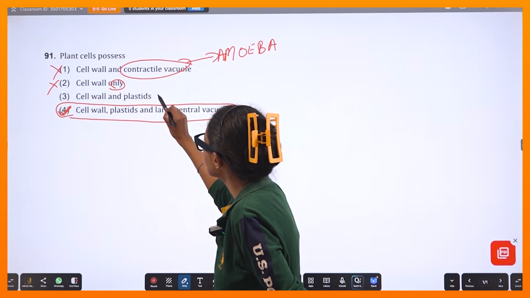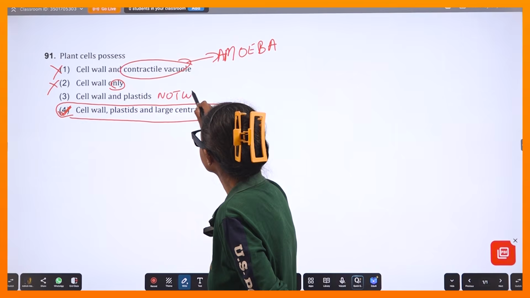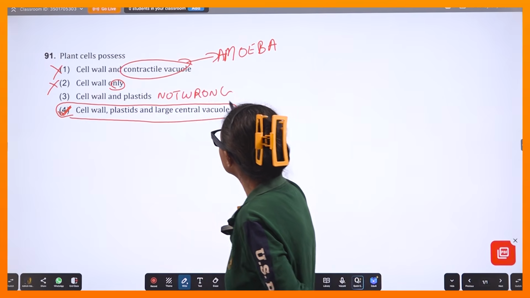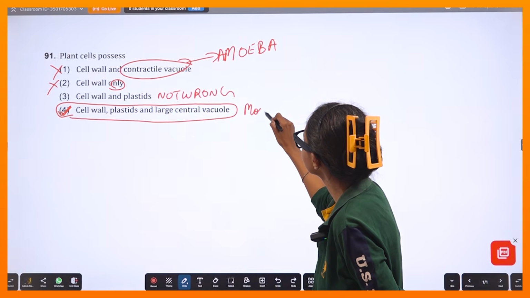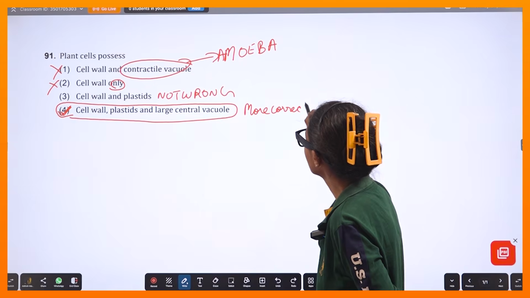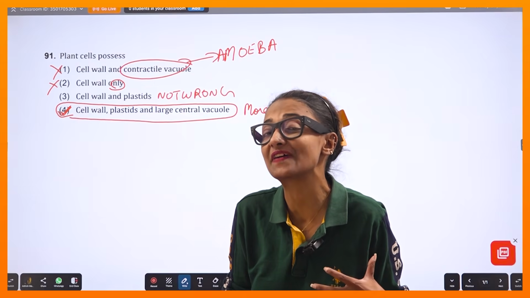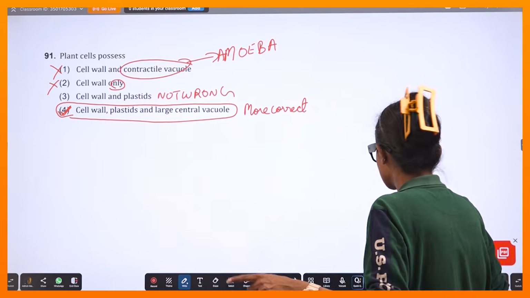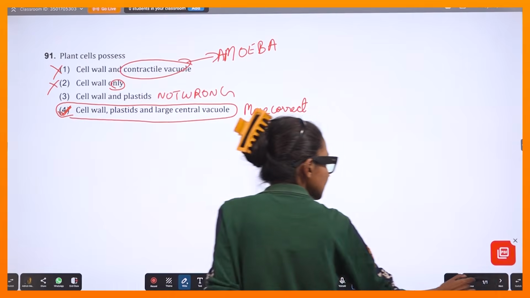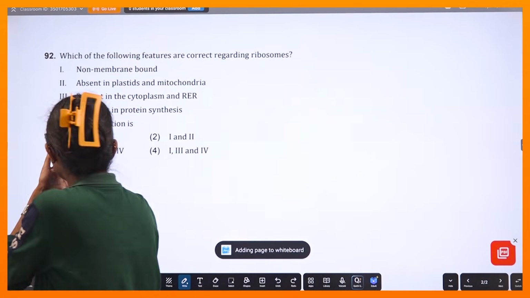This is not wrong, but this one is more correct, because they should have actually talked about the vacuole. Let's move on. I don't think I need to tell you anything else over here.